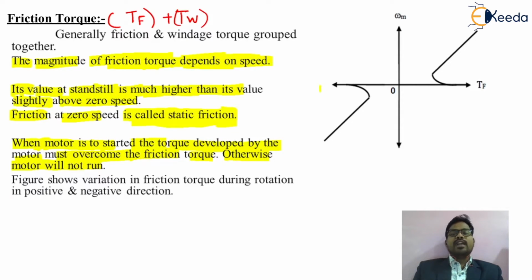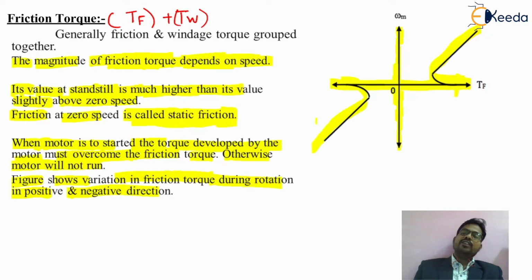So guys, as shown in the figure, this figure shows the variation of the friction torque during rotation in positive and negative direction. As we know, in the figure, which shows the torque and speed characteristics of your drive, we are getting some positive values of the friction torque and some negative values of the friction torque.